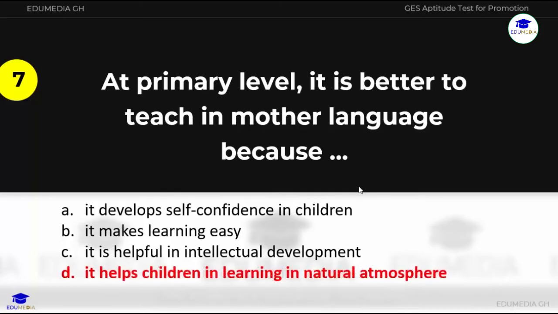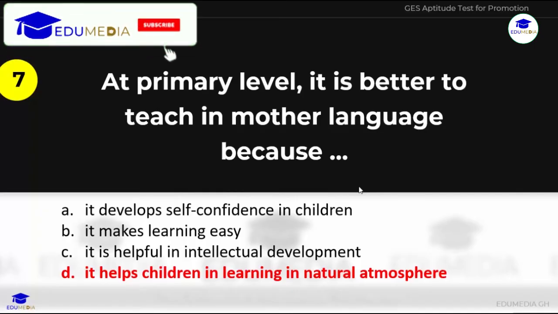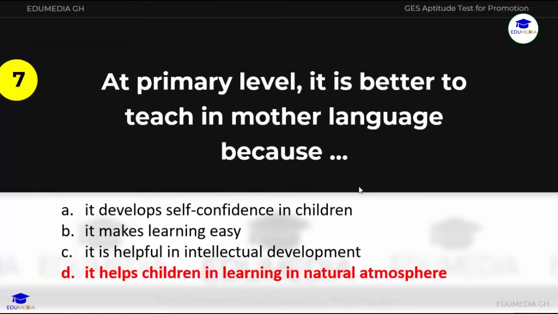It helps children in learning in natural atmosphere. A research conducted by UNESCO shows that education in the mother language is a key factor for inclusion and quality learning. It also improves learning outcomes and academic performance. This is crucial, especially in primary school, to avoid knowledge gaps and increase the speed of learning and comprehension.